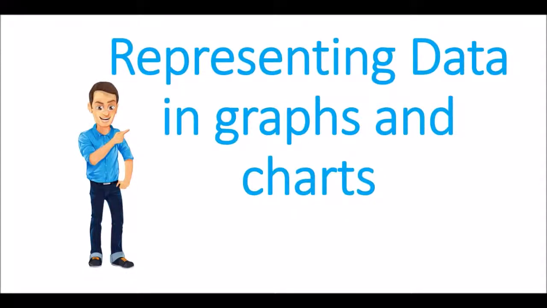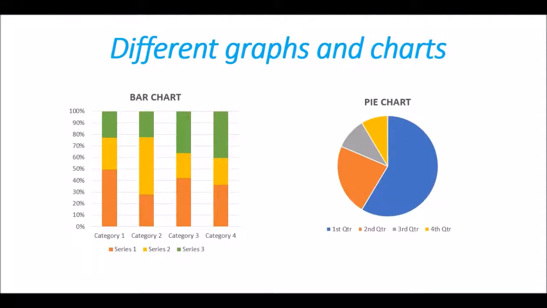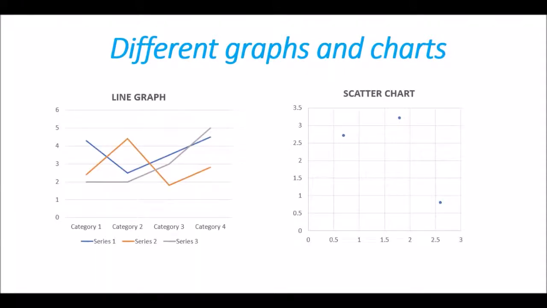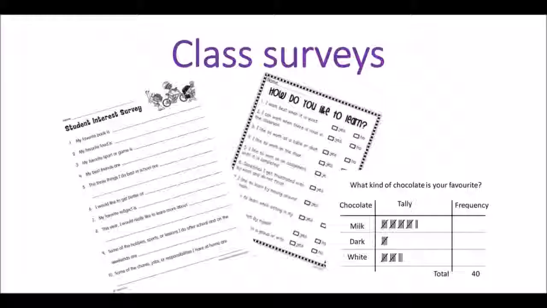This video presentation will take a look at creating visual representations of different types of data. Data can be presented in the form of different graphs and charts such as bar, pie, line, or a scatter plot, just to name a few. We are going to explore the website MetaChart, which is an online tool to present our found data. This website allows us to select the type of visual representation we wish to use to input our own data.